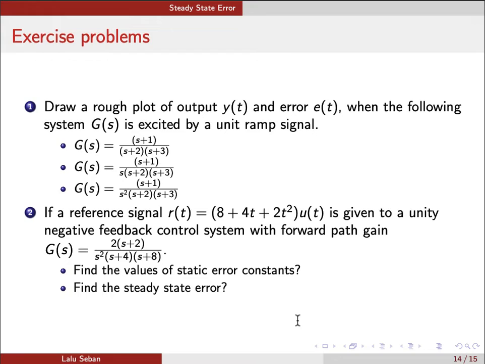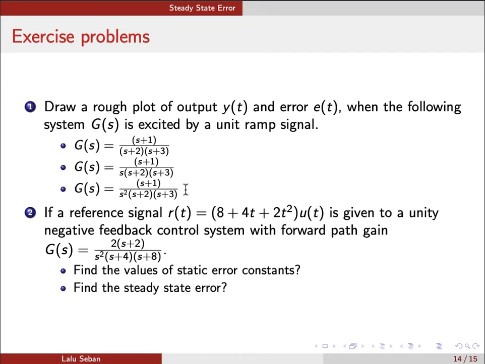Now there are 2 exercise problems for you. Draw a rough plot of output y(t) and error e(t) for the following forward path transfer function. Again, this is for a unity feedback system. The system is excited by unit ramp. We have 3 cases. What's the difference between the 3 cases? In the first case the type number is 0, in the second case the type number is 1, and in the third case the type number is 2.